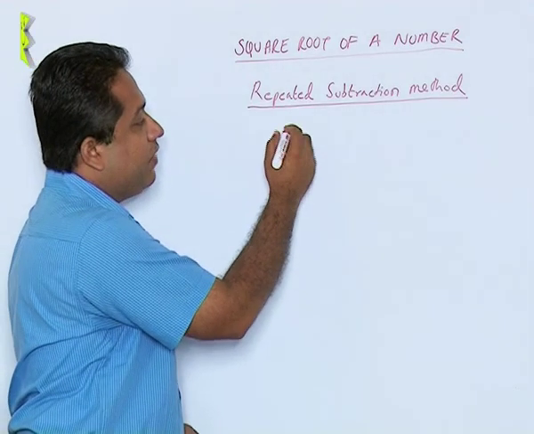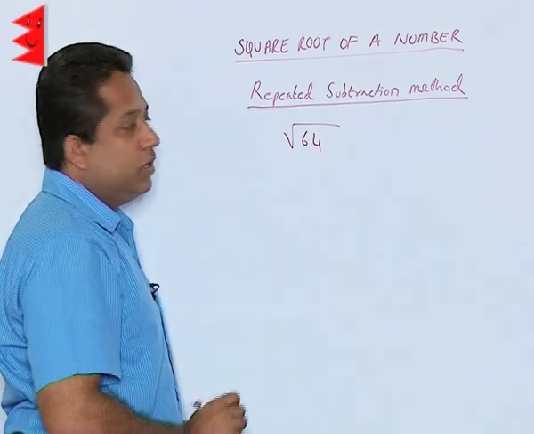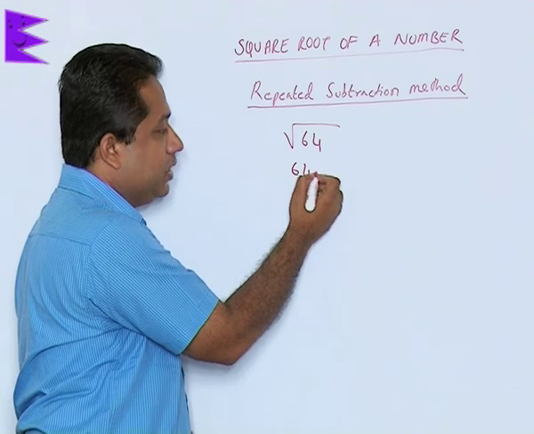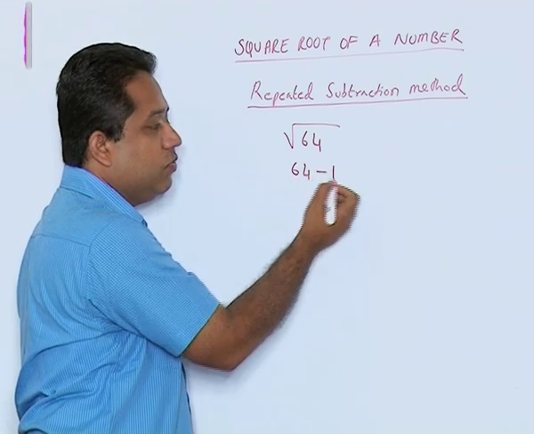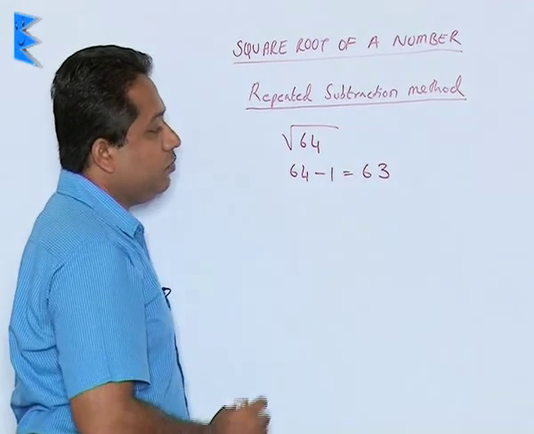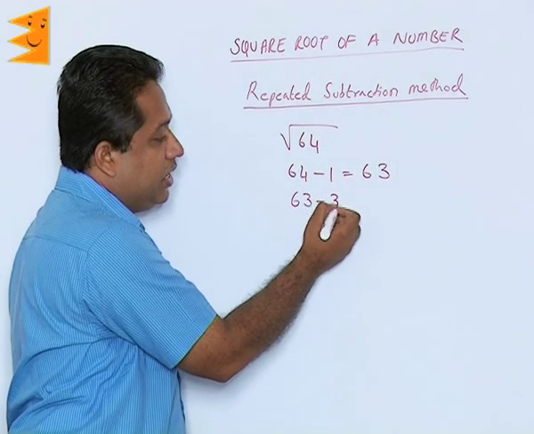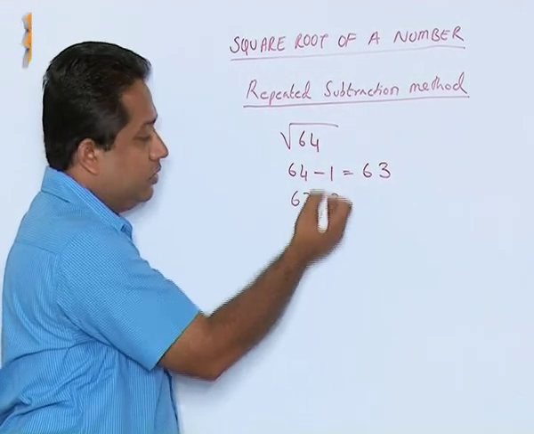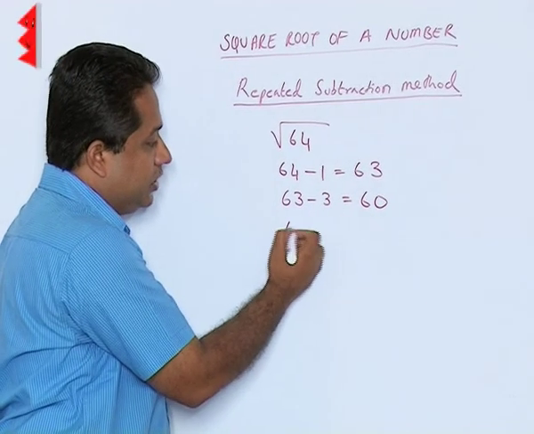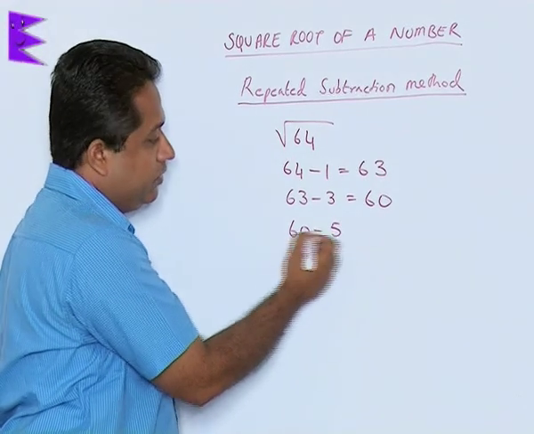Let us, for example, find out the square root of 64 by this repeated subtraction method. Now in this method we have to keep subtracting numbers. First we are going to subtract 1. So 64 minus 1 we get 63. Then from 63 we will subtract 3, the next odd number. 63 minus 3 we get 60. Then 60 minus the next one, that is 5, these are odd numbers, we get 55.